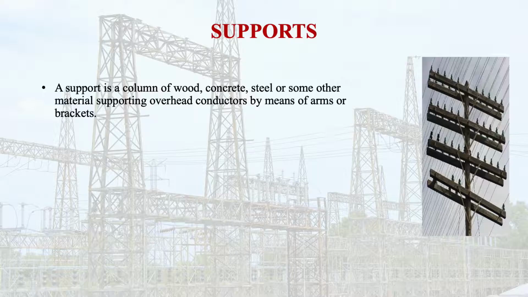Then the other equipment is support. This is very important, the main important part for the distribution line. What is a support? A support is a column of wood, concrete, steel or some other material, supporting the overhead conductors by means of an arm or bracket. These are poles, in common language we say. These supports used for overhead line construction vary in design and in the purpose they have to perform.